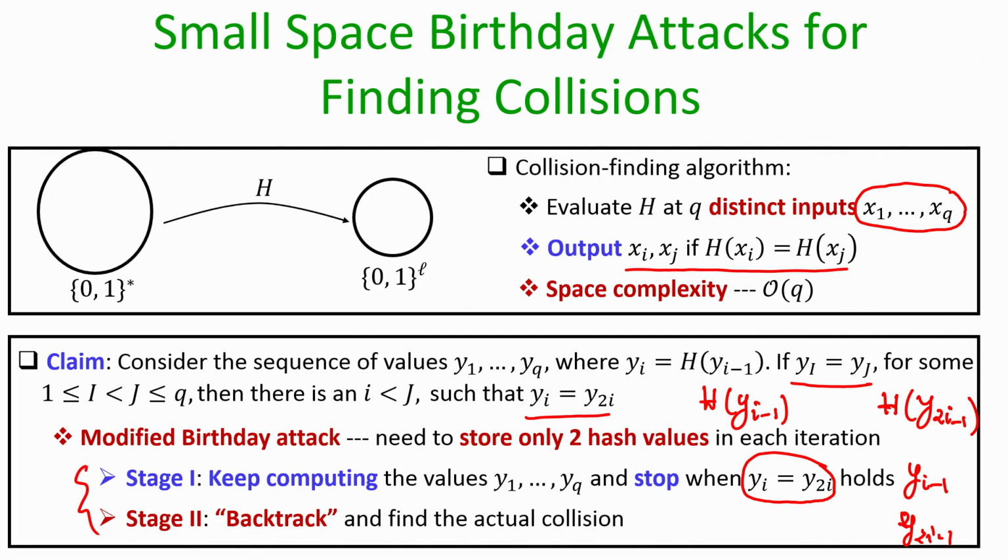So, in stage 1 we can go in the forward direction and stop as soon as this condition holds, which will become true with very high probability. We can prove that, and if indeed this condition becomes true we stop there, and then we do a backtracking again by just keeping track of two hash values, and we will end up finding the exact collision in the chain of values that we have computed, and the probability analysis more or less remains the same. So, that is the idea behind the small space birthday attacks for finding collisions.